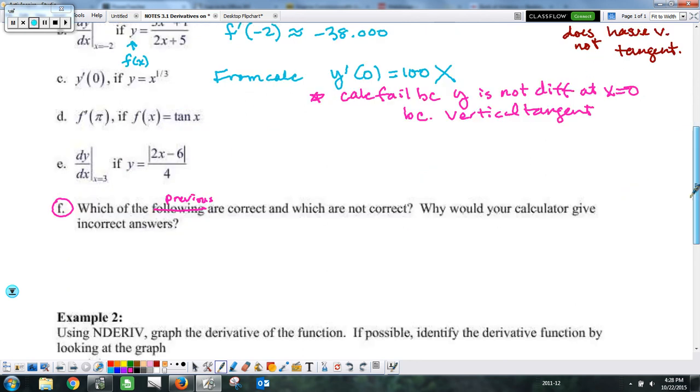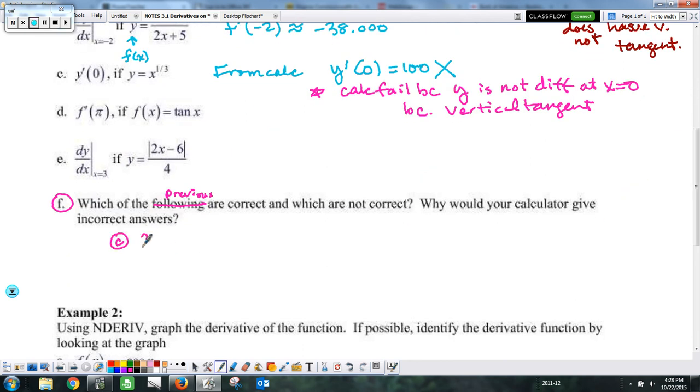So C is the first one where we have calculator error, where we want to make sure that we do not trust the calculator's answer, because that would be an incorrect answer. The actual correct answer would be y prime of 0 does not exist. We could prove it with the limit definition, but we're going to wait till we get some shortcut rules and really talk about proving this differentiability idea.